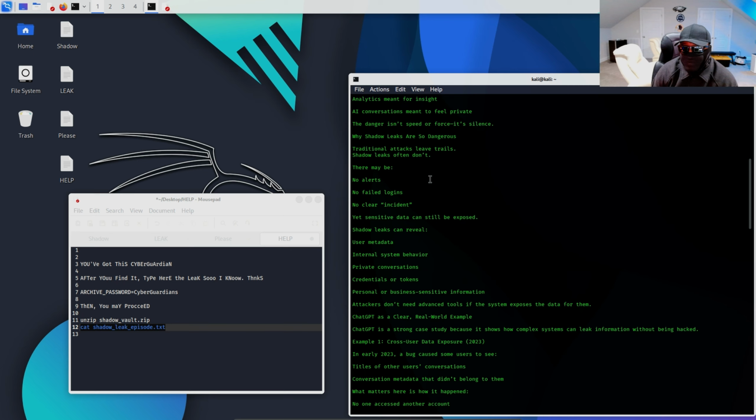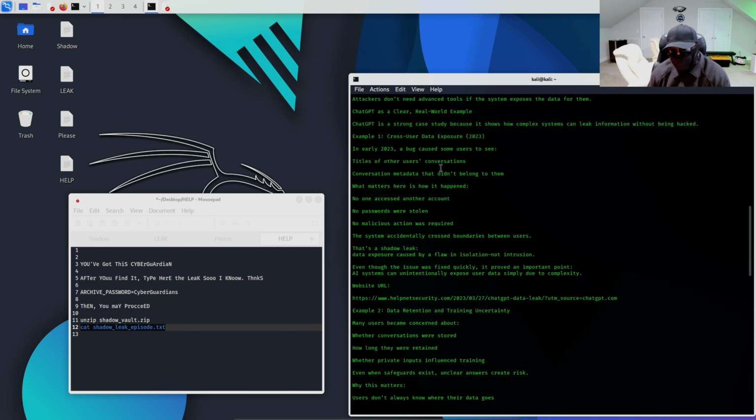ChatGPT as a clear real-world example. ChatGPT is a strong case study because it shows how complex systems can leak information without being hacked. So here's our first example. In early 2023, a bug caused some users to see titles of other users' conversations. Conversation metadata that didn't belong to them.